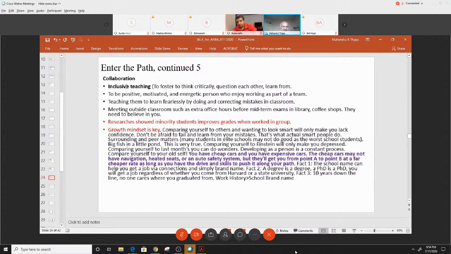In the same thing, there is inclusive teaching. We have seen a lot of things showing that inclusive teaching is important in the sense that all should participate. They feel free to ask questions. So inclusive teaching is the important part.